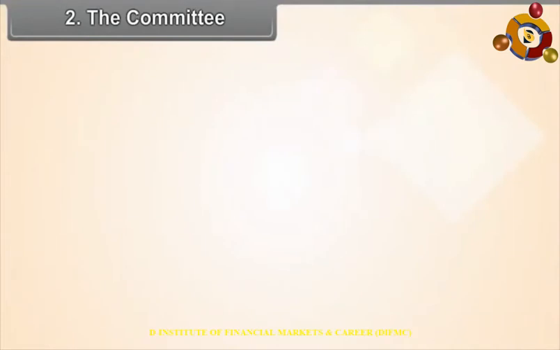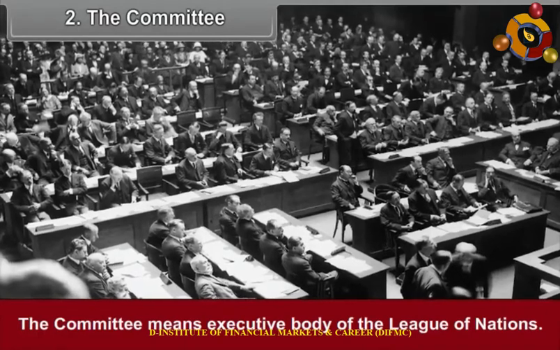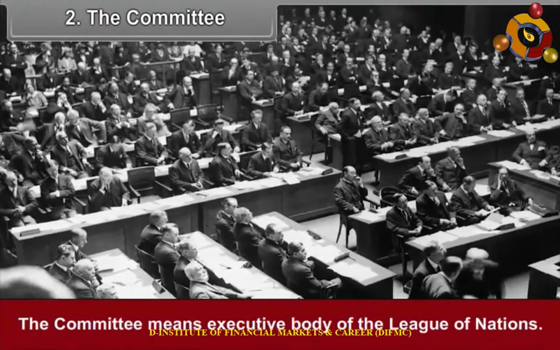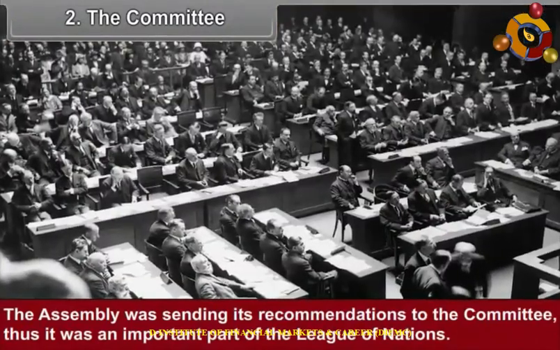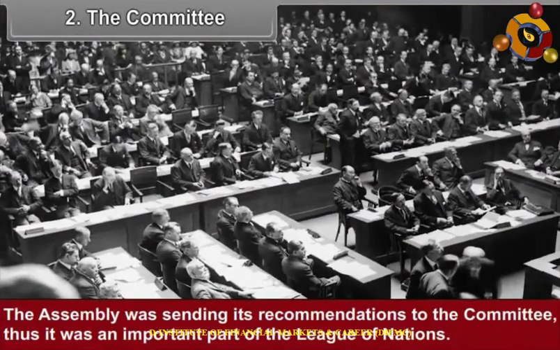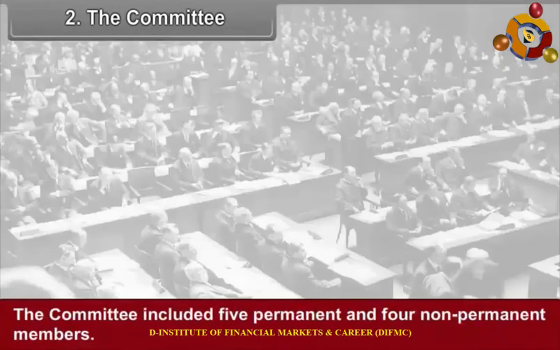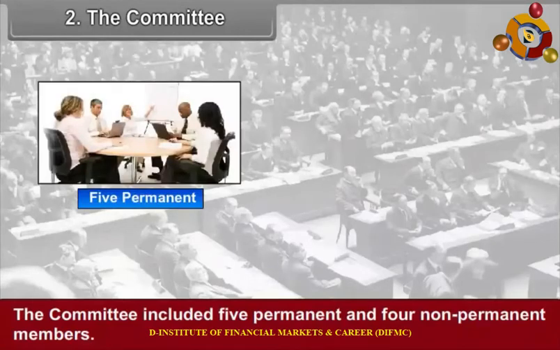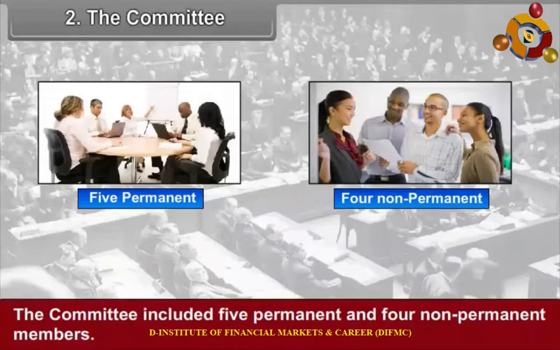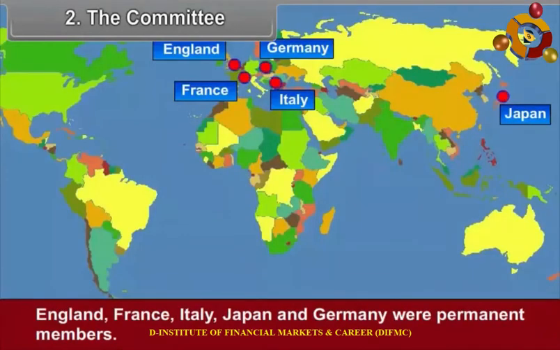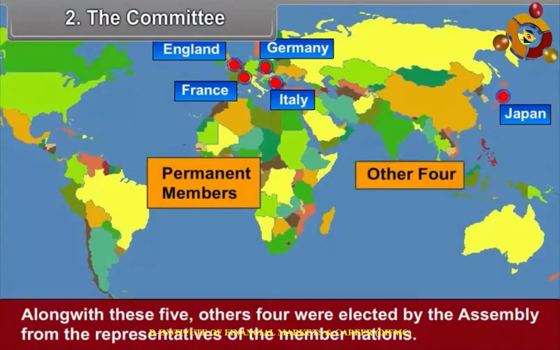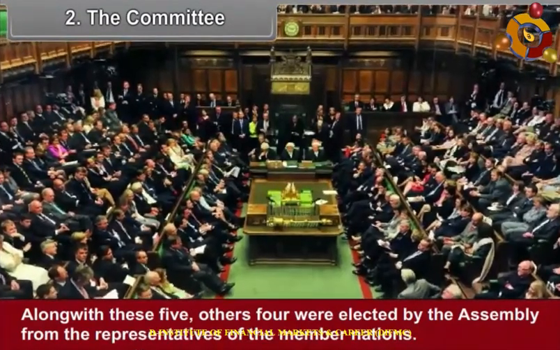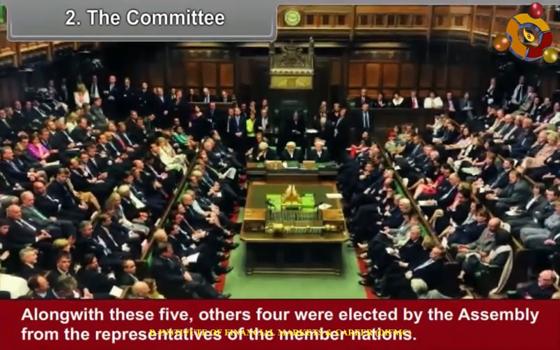Second, the Committee. The Committee means the executive body of the League of Nations. The Assembly was sending its recommendations to the Committee. Thus, it was an important part of the League of Nations. The Committee included 5 permanent and 4 non-permanent members. England, France, Italy, Japan, and Germany were permanent members. Along with these 5, other 4 were elected by the Assembly from the representatives of the member nations.